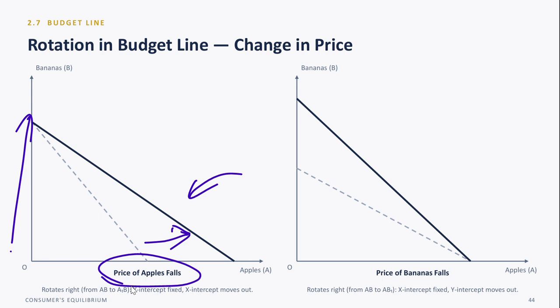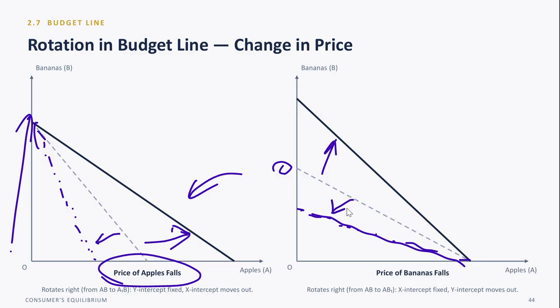Fine. And if the price of apples increases, it is going to come somewhere here like this. It is going to rotate left. And if the price of bananas falls, our original budget line was somewhere here, so it is going to shift upwards like this. It is going to rotate upwards. And if the price of bananas increases, what will happen to the budget line? It is going to come somewhere here. It is going to shift downwards. So this is the rotation.